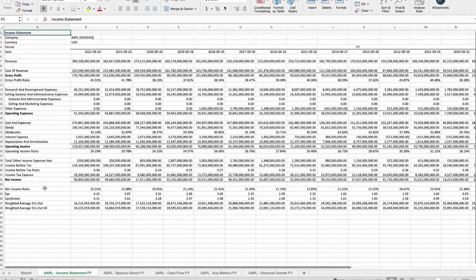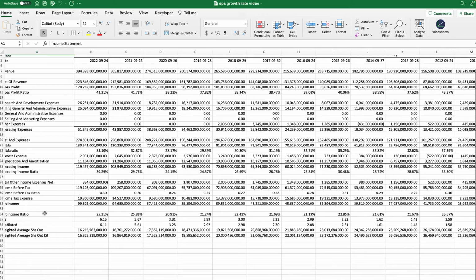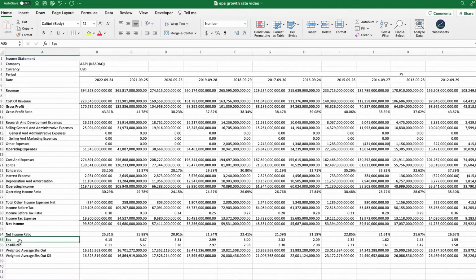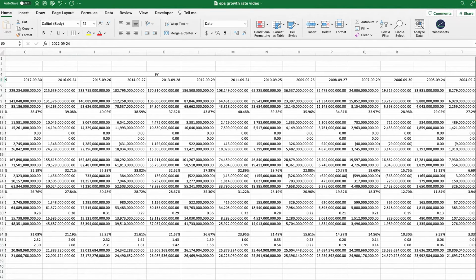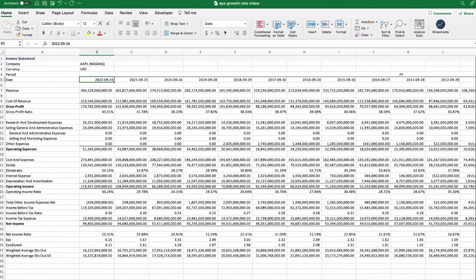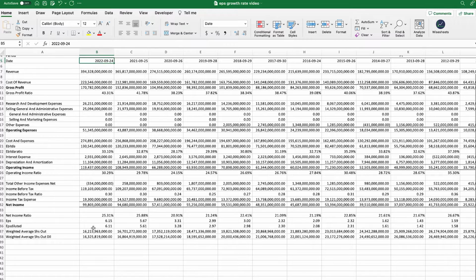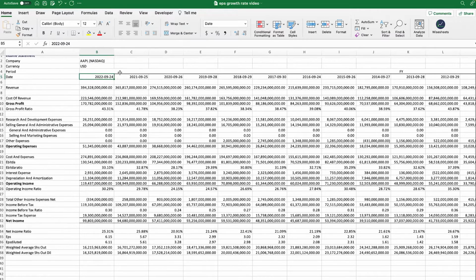In this case, we're really gonna focus on the income statement, where you can see right here we have the EPS number available on a historical basis, in this case going from 2022 all the way back to 2004. So this is great. Now we're gonna first start by calculating the EPS growth rate from 2022 to the previous year, 2021, using the simple percentage change formula.